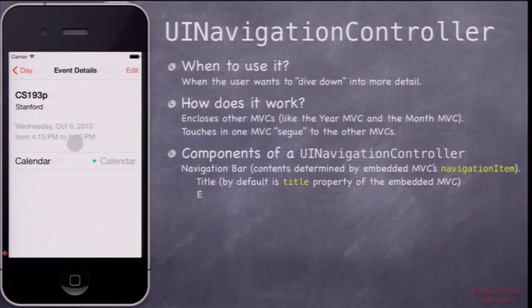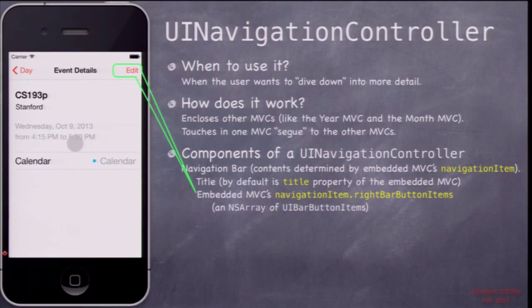Also, we have the buttons on the right here. There's only one button here, Edit, but if you remember back to the month and day, there were actually two buttons, like a little plus sign to add an event, maybe, and a little magnifying glass to search, things like that. So you can actually have multiple buttons here. That's why it's an NSArray. Now, these buttons are not UIButtons. They're UIBarButtonItems, kind of lightweight buttons.